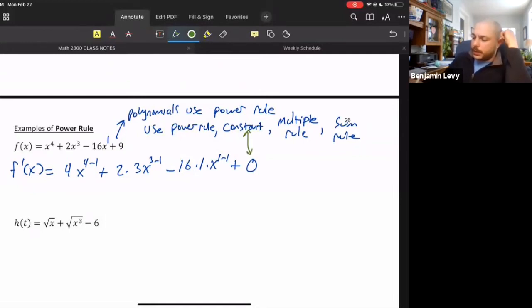And so let's keep simplifying it and let me know if this looks okay. This becomes 4x cubed, 6x squared, 16x to the 0. What is anything raised to the 0?